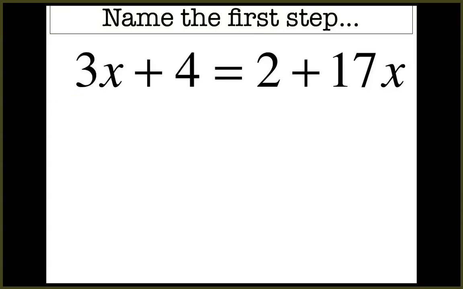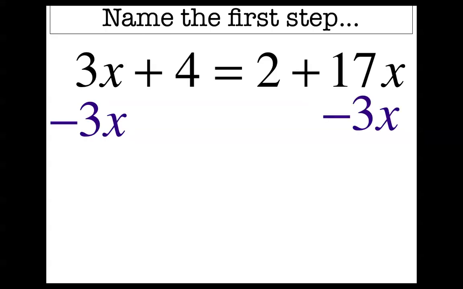We could subtract 3x from both sides, right? Or we could subtract 17x from both sides. Which one would be better?